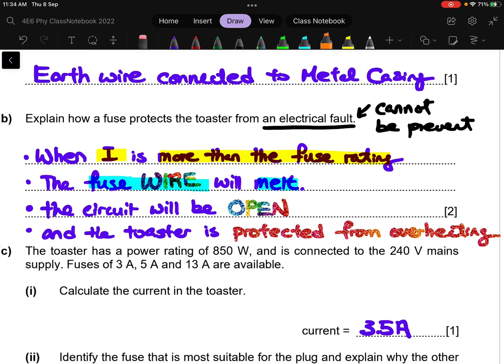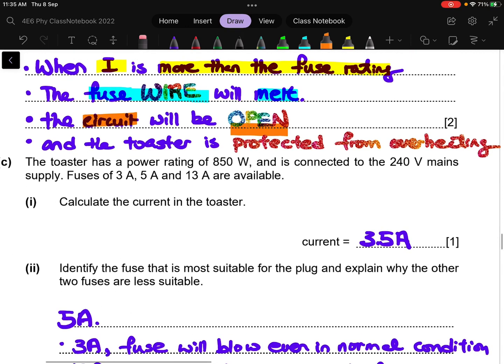Then there are some of you who still do not know how to describe a circuit. You are confused between short circuit and open circuit. So what you do is that when the fuse wire melts, the circuit basically opens, right? And when the fuse blows, what happens is that it protects the toaster from the high current, or it protects it from overheating.